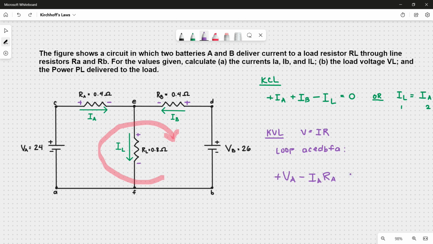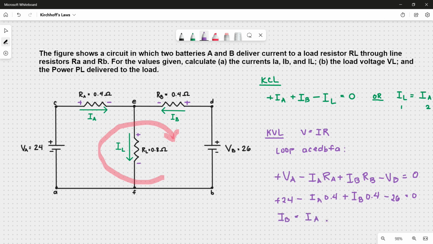Next we have RB. Again, V is equal to IR, so that's IB times RB. The sign we'll use will be positive because we are leaving at the positive side. And lastly, for VB, the sign we'll write is negative since we are leaving at this side. And these are all equal to 0. So now let's go ahead and substitute the given parameters. VA is 24, IA is unknown, but RA is equal to 0.4. IB is unknown, RB is 0.4, and VB is 26, all equal to 0.